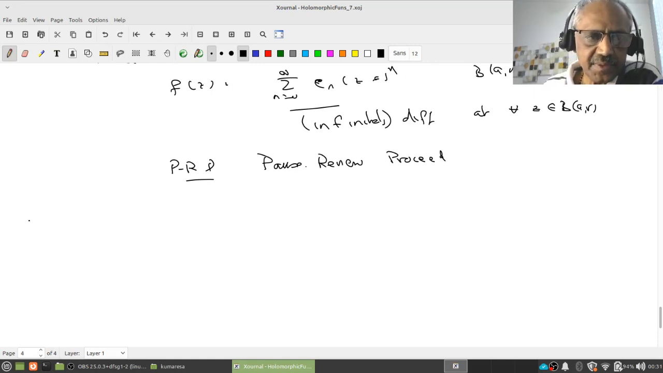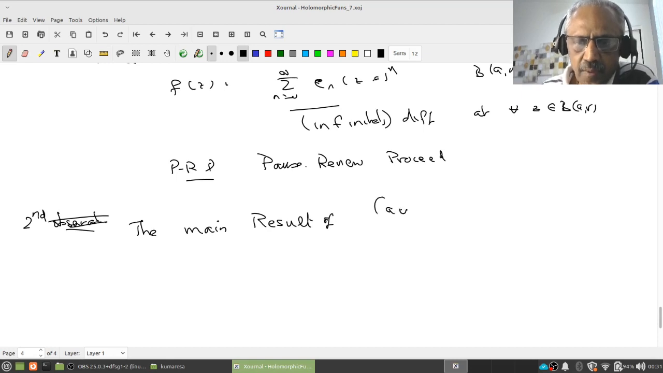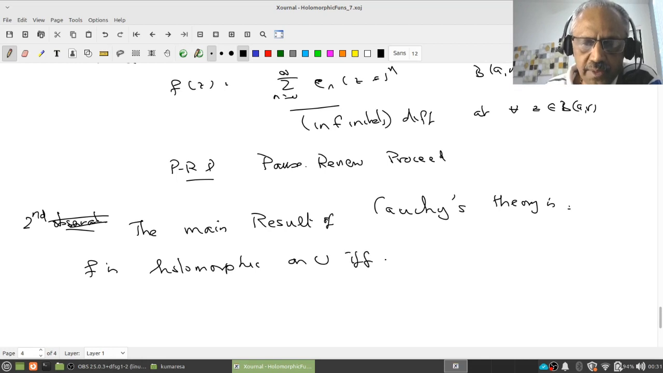So this is the first observation. The main result of Cauchy's theory is the following: f is holomorphic on U if and only if it is analytic on U.